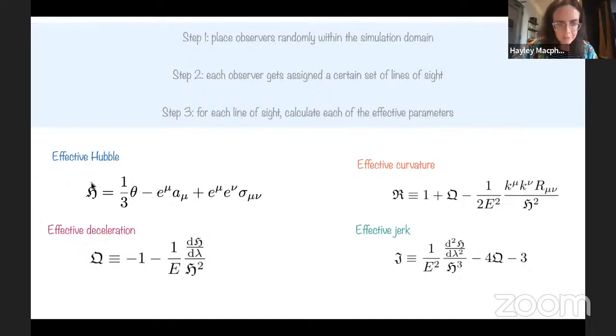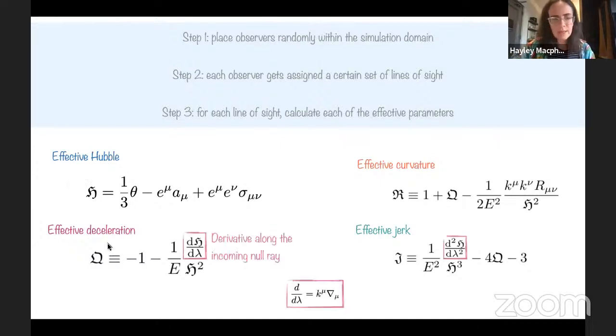Once we have the effective Hubble parameter, we can then get the effective deceleration and the jerk as the first and second derivatives of that Hubble parameter along the direction of the incoming null ray. The curvature parameter is then defined by the deceleration parameter and this Ricci focusing term, which is calculated as the 4-Ricci tensor at the observer position contracted with the 4-momentum of the incoming null ray for that individual line of sight.